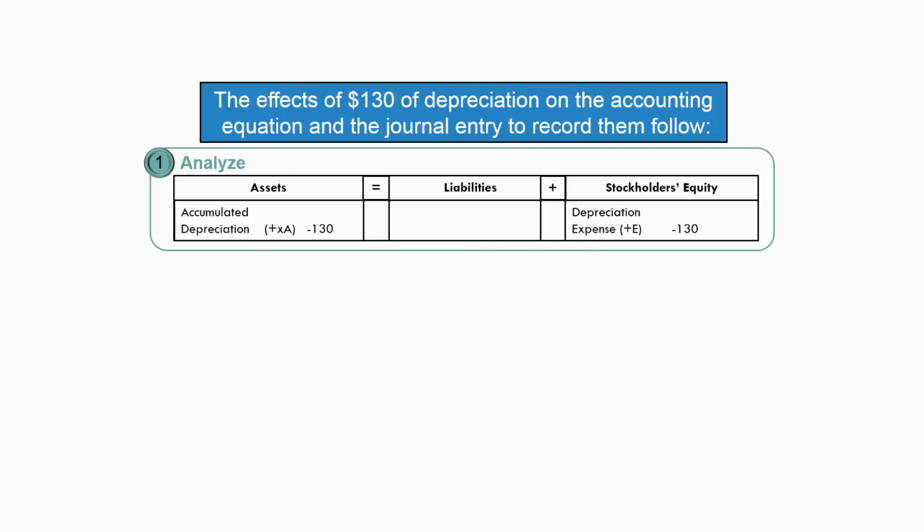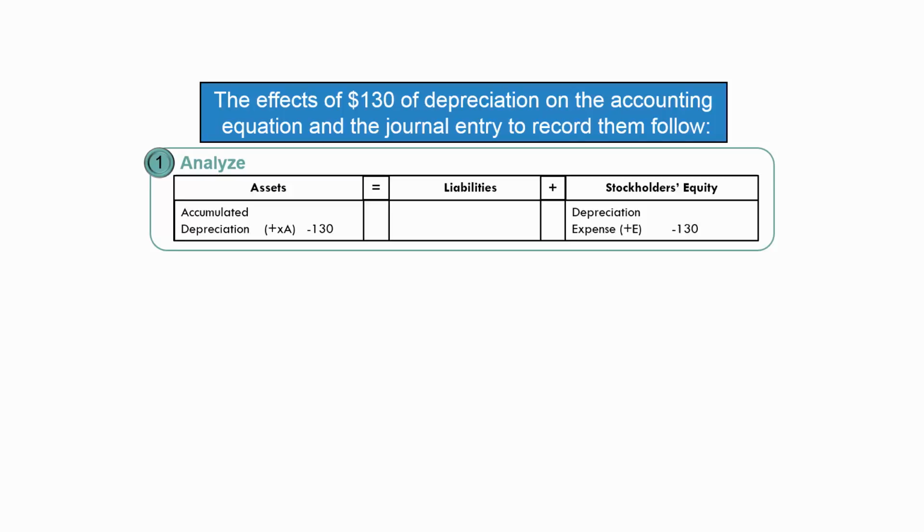So if we were to record depreciation and it's $130 for a particular asset, they don't tell us which asset it is, but it's being depreciated $130. The next PowerPoint is going to talk about how we come up with the number. For this voiceover, let's just think of it as given, $130.